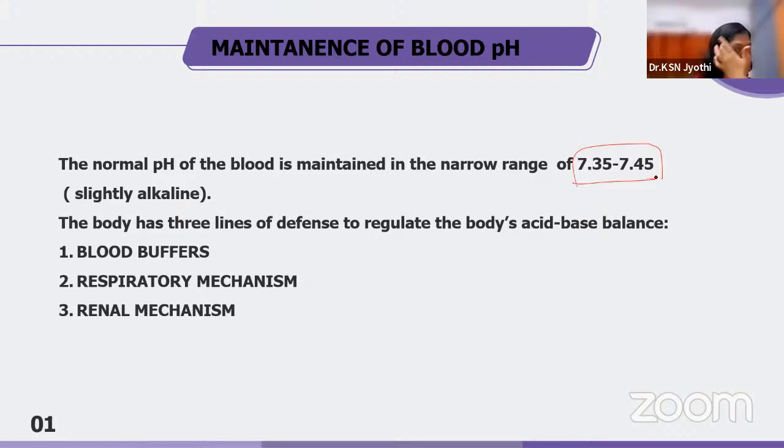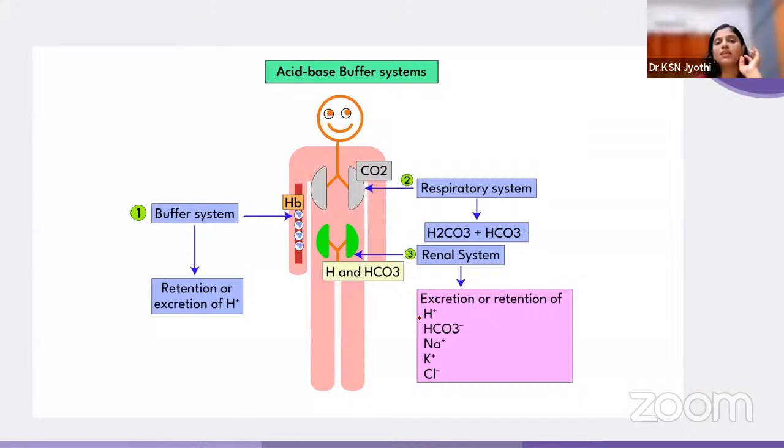Now, this pH range has to be maintained in the body. The body has 3 lines of defense to regulate its acid-base balance: the blood buffering system, the respiratory mechanism, and the renal mechanism. This works along with blood, the respiratory system using the lungs, and the renal mechanism, which involves the kidneys. So these are the important acid-base buffer systems in our body.